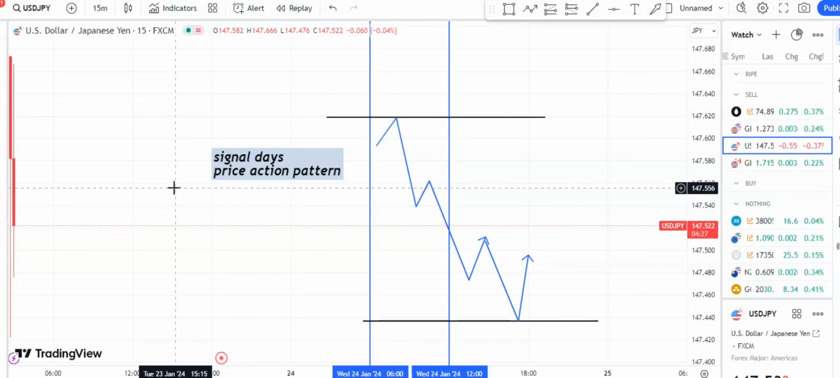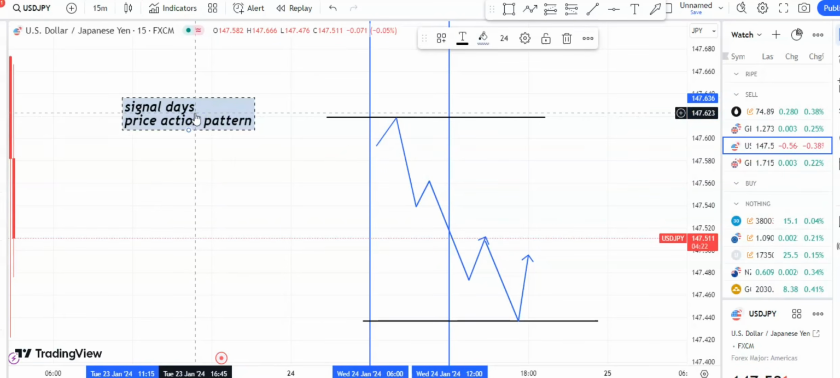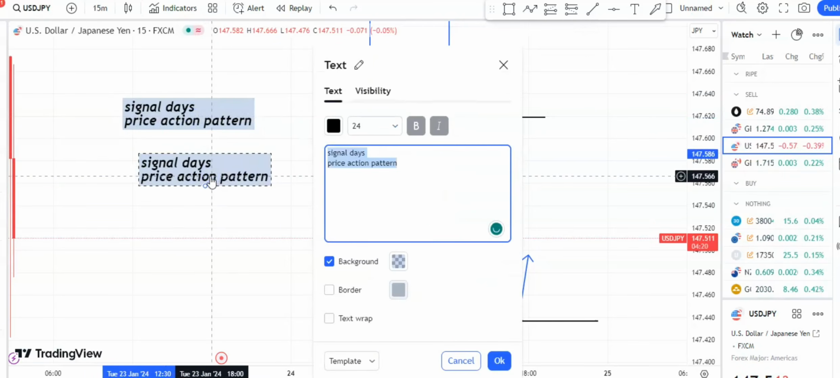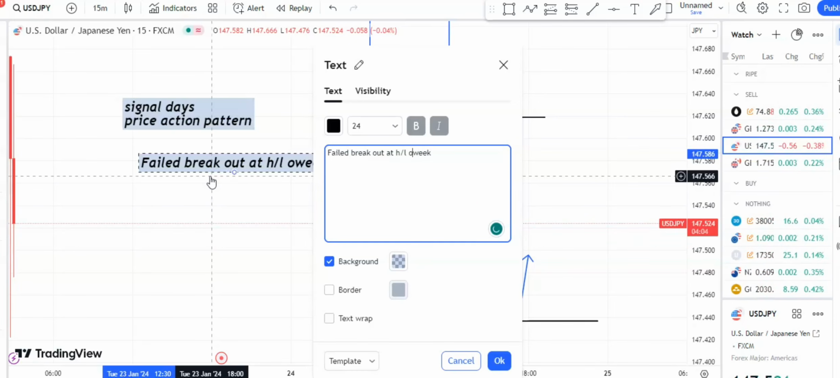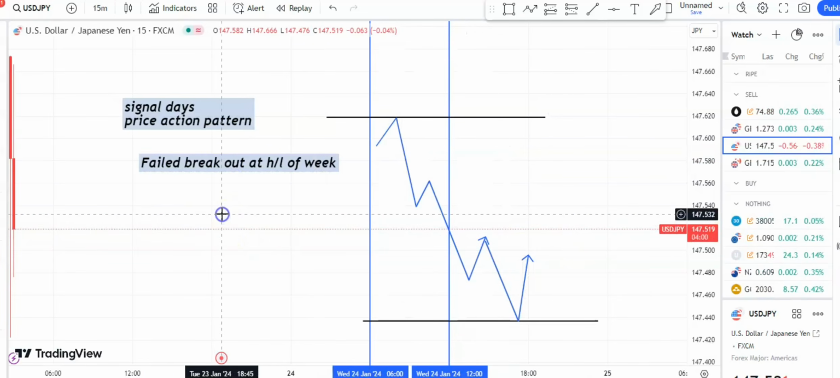Signal days. What are signal days? A signal day to me is a failed breakout at high or low of week. Pardon my spelling. All right, simple as that. If I see a failed breakout, then that becomes my signal day.